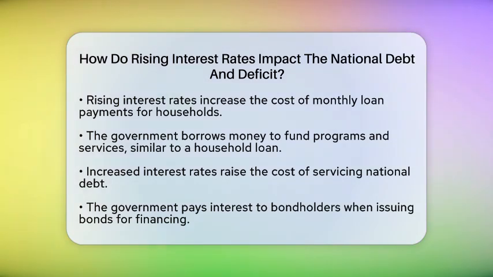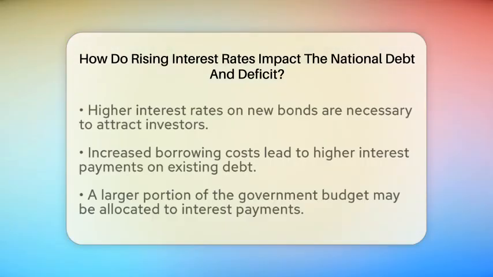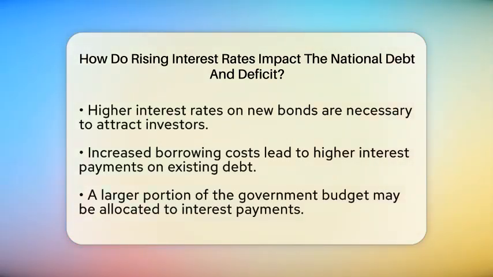The government borrows money to fund various programs and services, and when interest rates go up, the cost of servicing that debt also rises. When the government issues bonds to finance its operations, it pays interest to bondholders. If interest rates increase, the government must offer higher interest rates on new bonds to attract investors. This means that the cost of borrowing increases, leading to higher interest payments on the existing national debt.